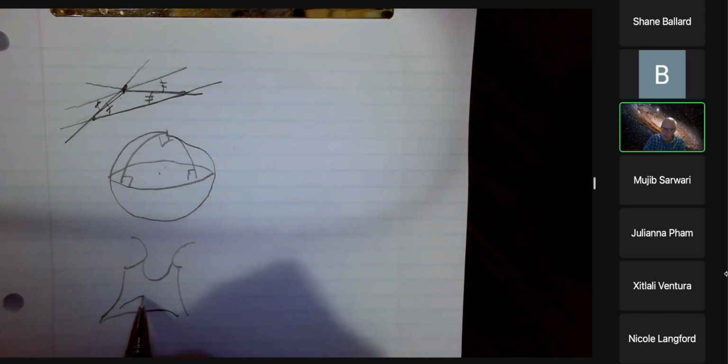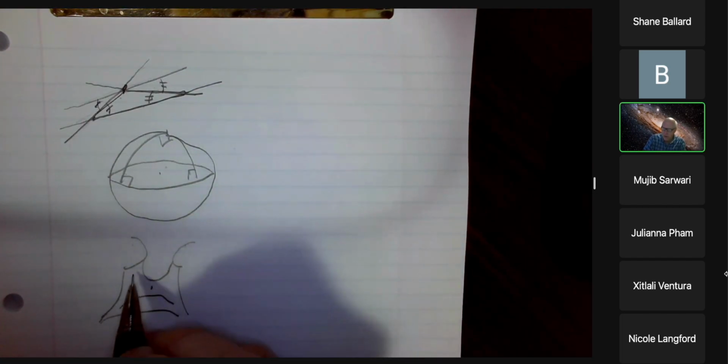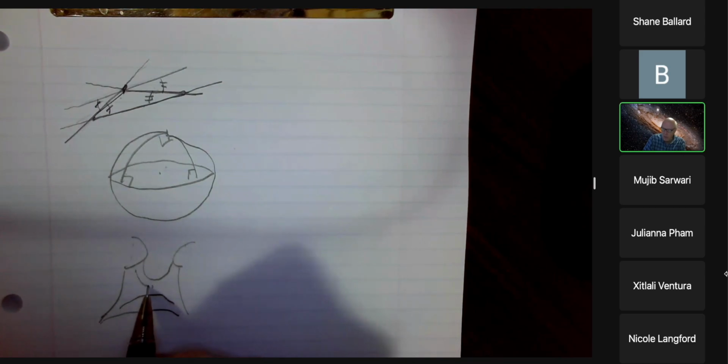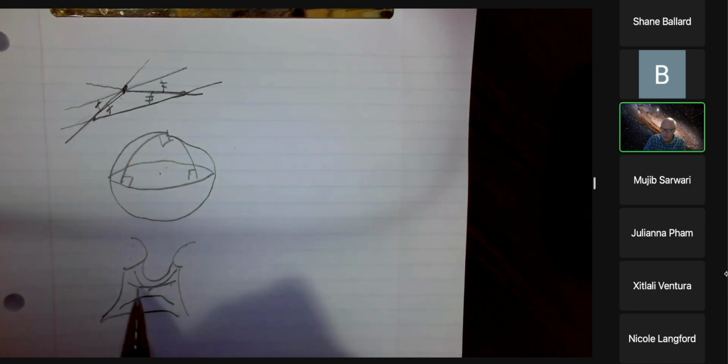So if you pick a line like this, and you pick a point here, and you put your marble here, then the paths might be something like this or something like this. These would be two separate lines passing through this point, and yet they're parallel to this line here because they never intersect it.